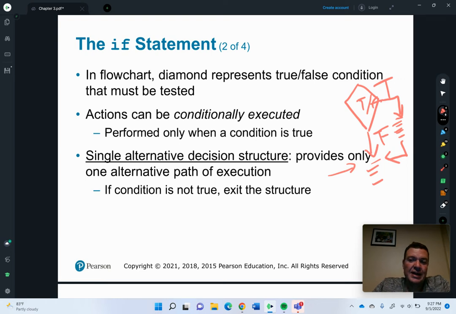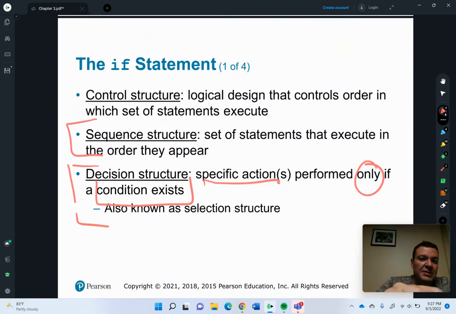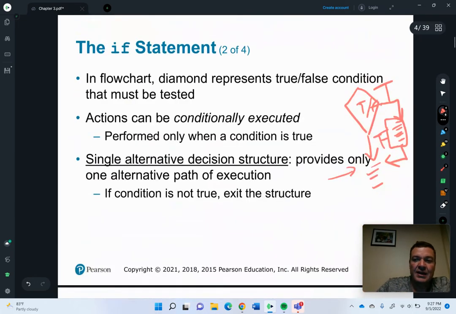This true is that conditional set of code that we talked about. It's definitely a control structure as well as a decision structure. We are going to do specific actions performed only if a condition exists. So if this condition exists, we're going to do this code. If it doesn't exist, then we're not going to do any additional code. We're going to go right back to the standard code line.